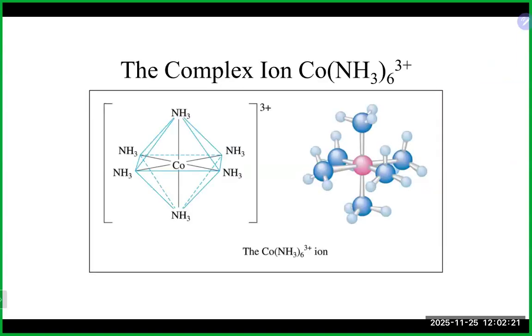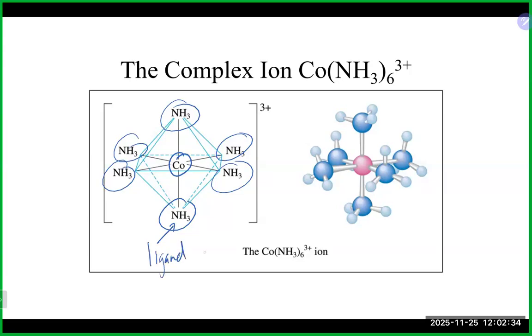And here is an example of that. So here's our cobalt in the middle, surrounded by these guys here. These are ammonia. These are what are referred to as ligands. And ligands are Lewis bases. If you remember Lewis bases from the acid and base chapter, a Lewis base is a donor of electron pairs. It will donate an electron pair.